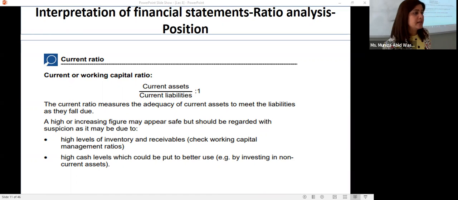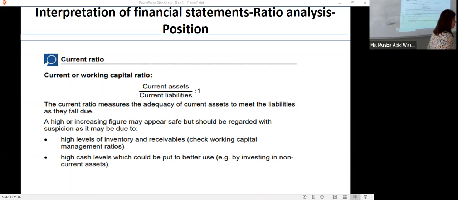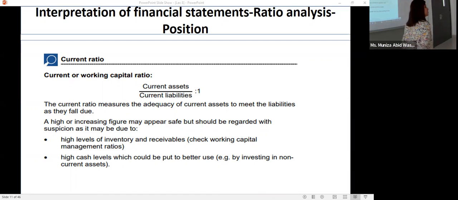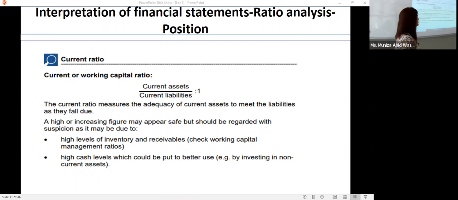How many times are the current assets of the company present in proportion to the current liabilities? How much more or how much less current assets the company has in comparison to the current liabilities. If the answer to this ratio is more than 1, it means that the company is in a secure position. If, for example, the answer to this ratio is 1.2, it means that the company has 20% more current assets than the current liabilities.